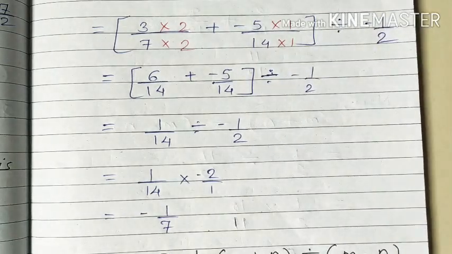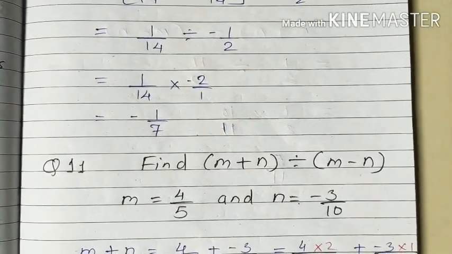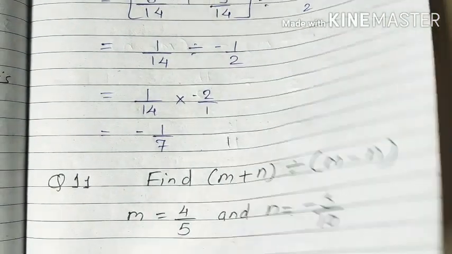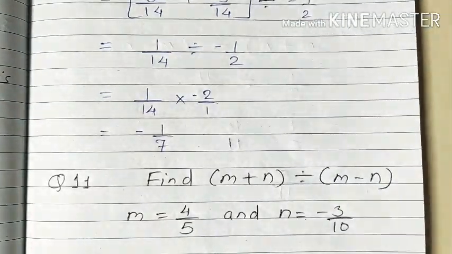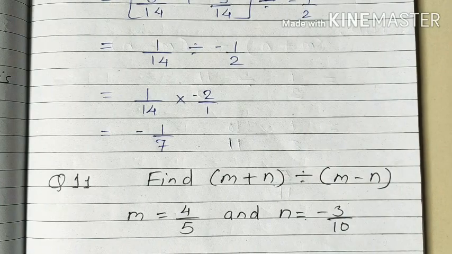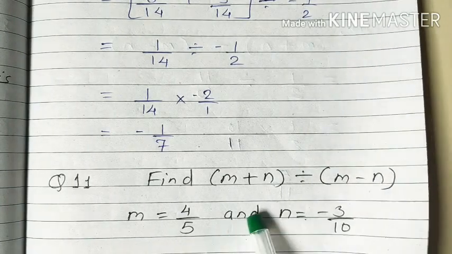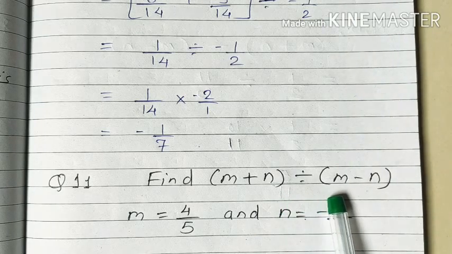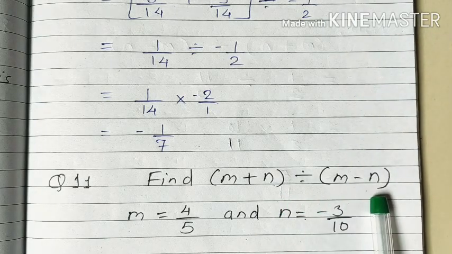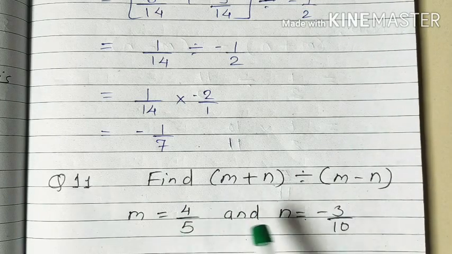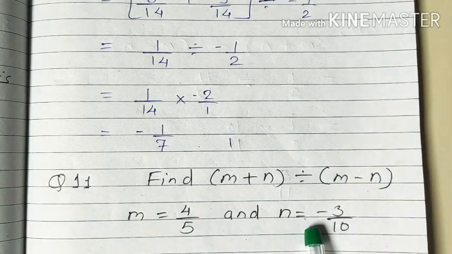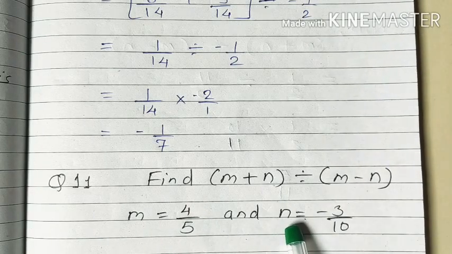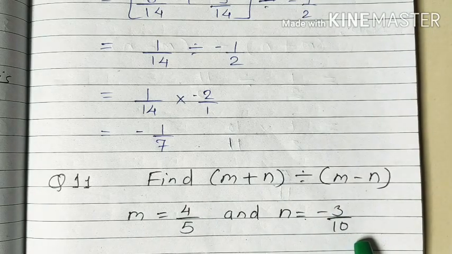Now there is the 11th question. Question number 11. Find m plus n divided by m minus n. The values of m and n are given in the question. m is 4/5 and n is minus 3/10.